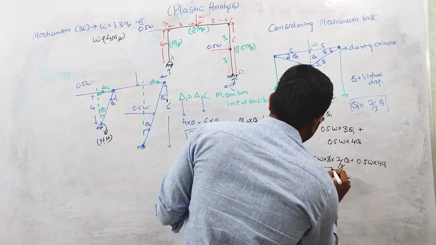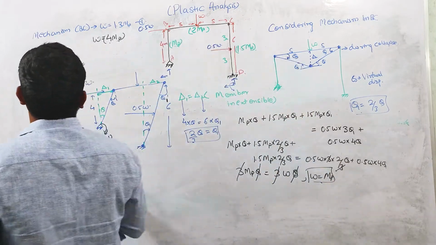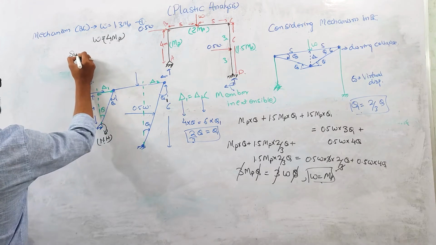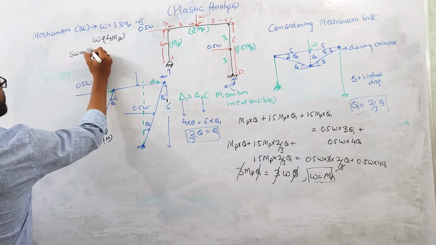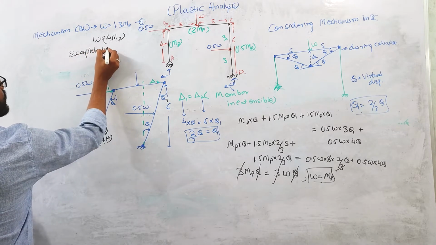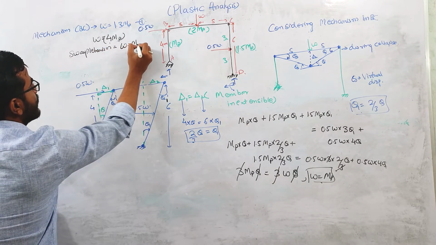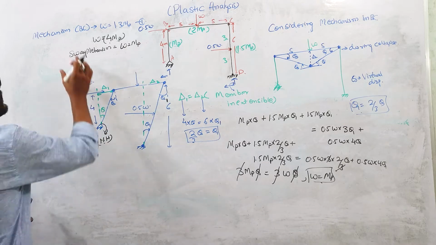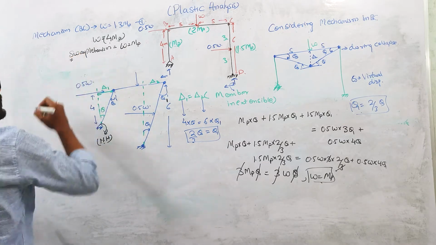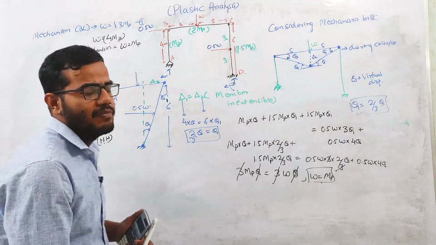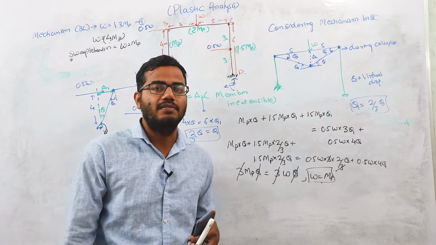mp. Okay, so if you are considering the sway mechanism, which is mechanism 3, the value comes out to be w equals mp. Now you can see that out of these 3 critical mechanisms, the sway mechanism is a critical one, but we will also be checking some combined mechanism.